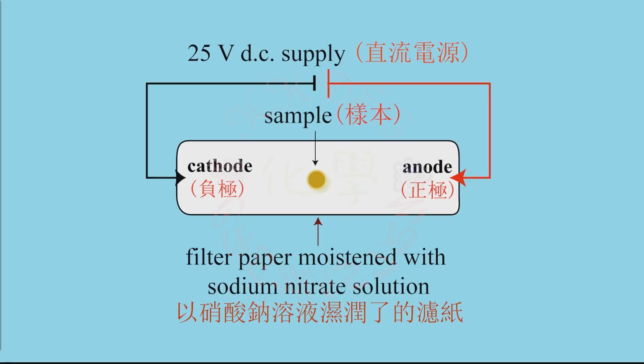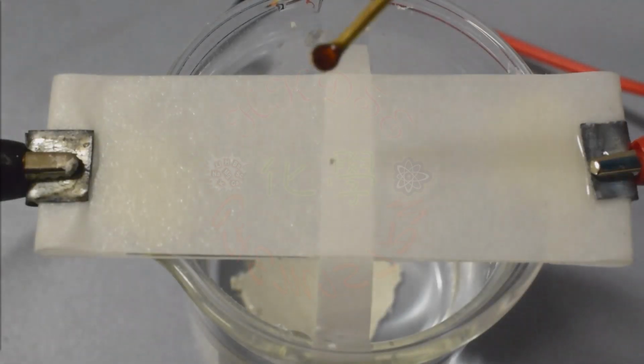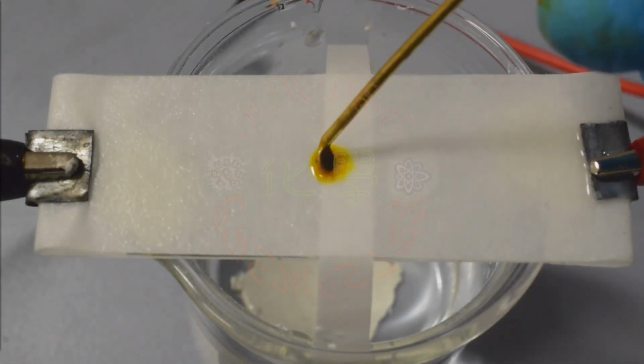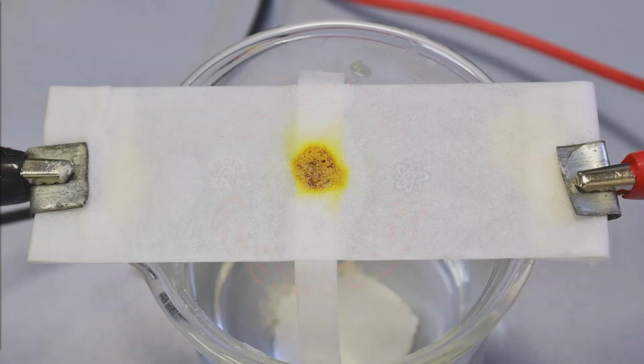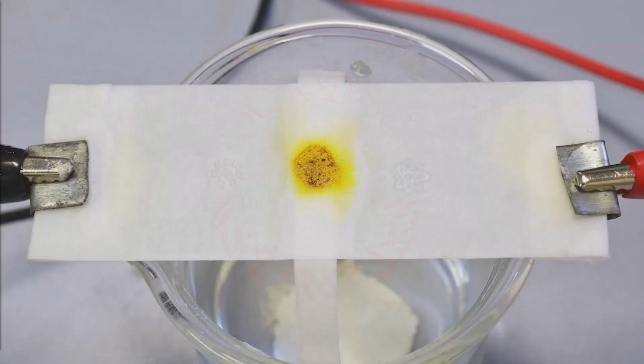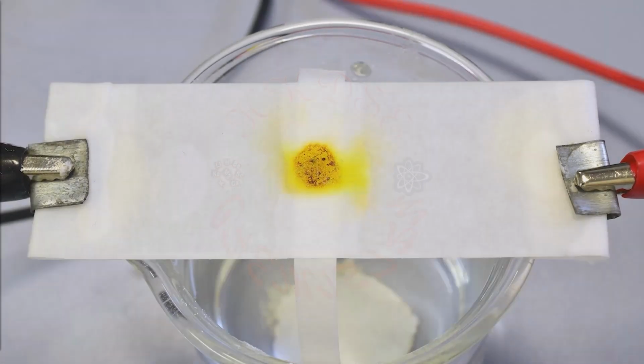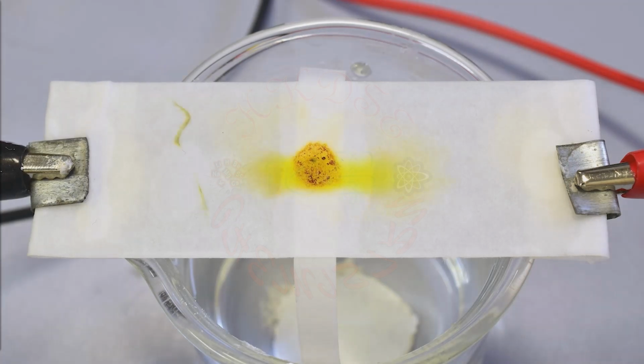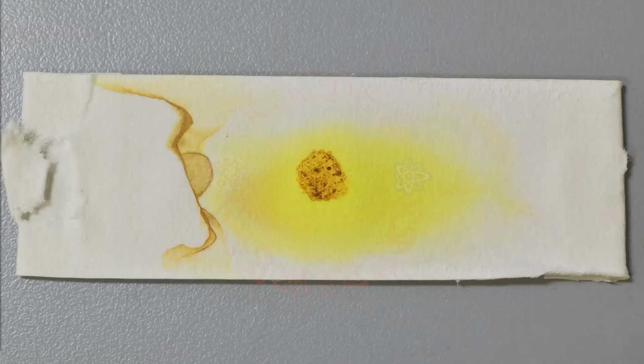A small amount of aqueous iron chloride is placed in the middle of a piece of filter paper, which has been moistened with sodium nitrate solution. After the circuit is closed, a yellow spot moves slowly towards the cathode, caused by yellow, positively charged iron 3+ ions.